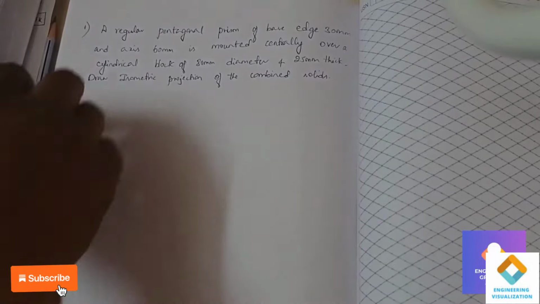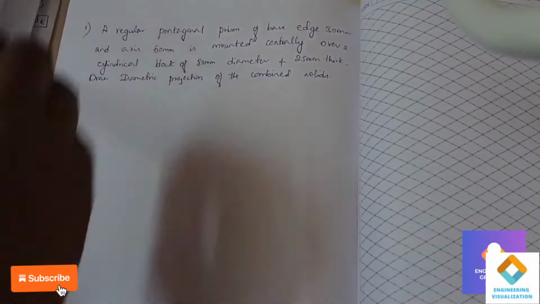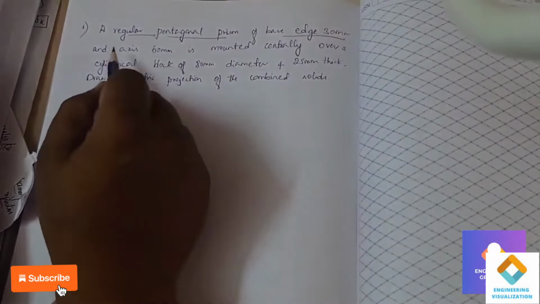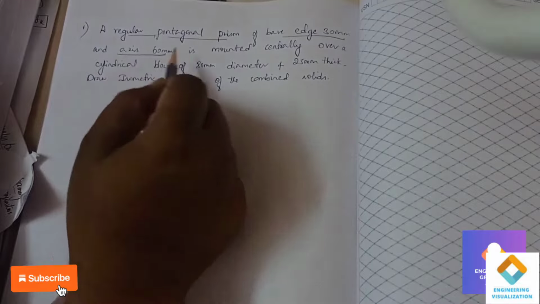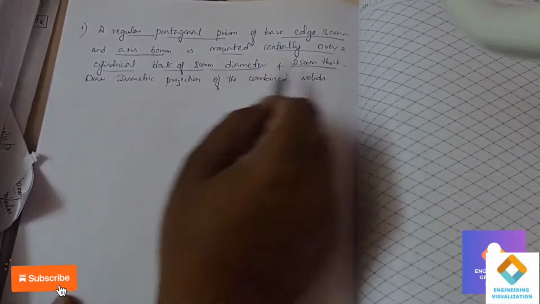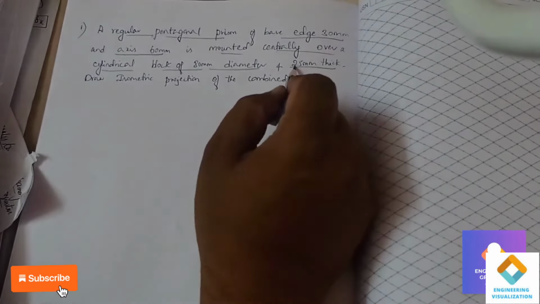A regular pentagonal prism of base side 30 mm and axis 60 mm is mounted centrally over a cylindrical block of 80 mm diameter and 25 mm thick. Draw the isometric projection of the combination of solids.